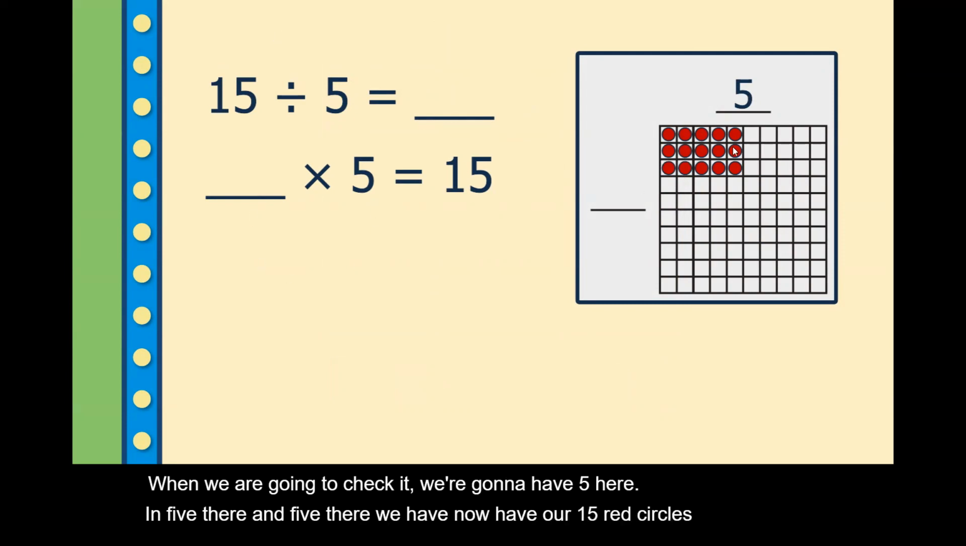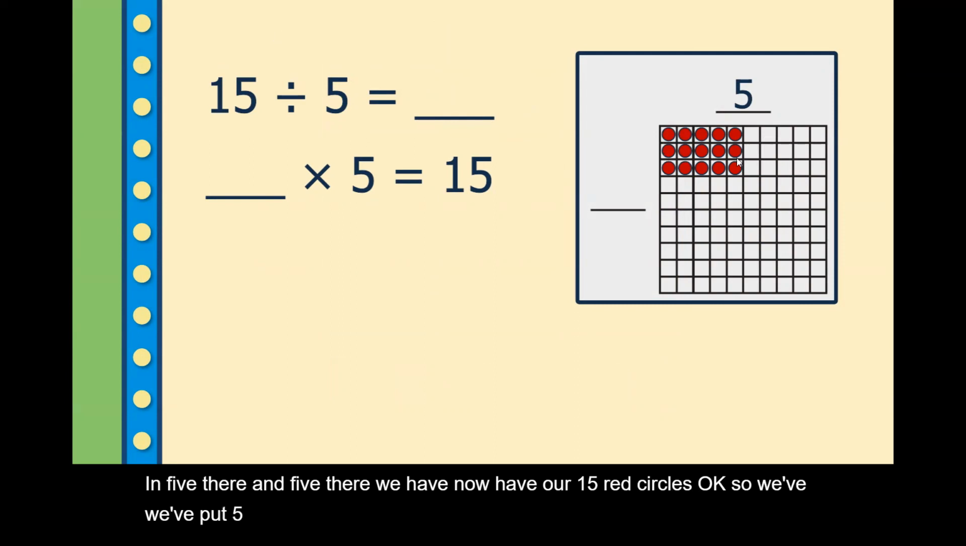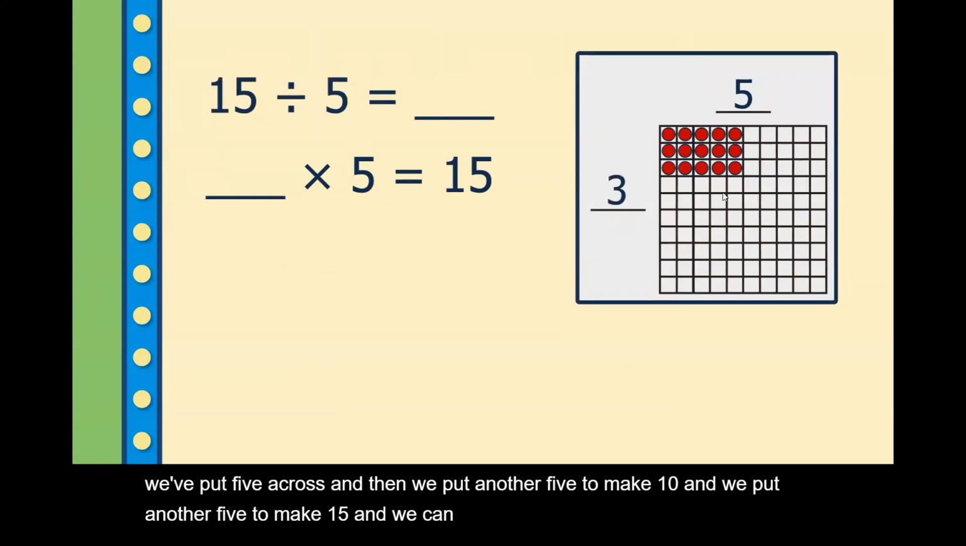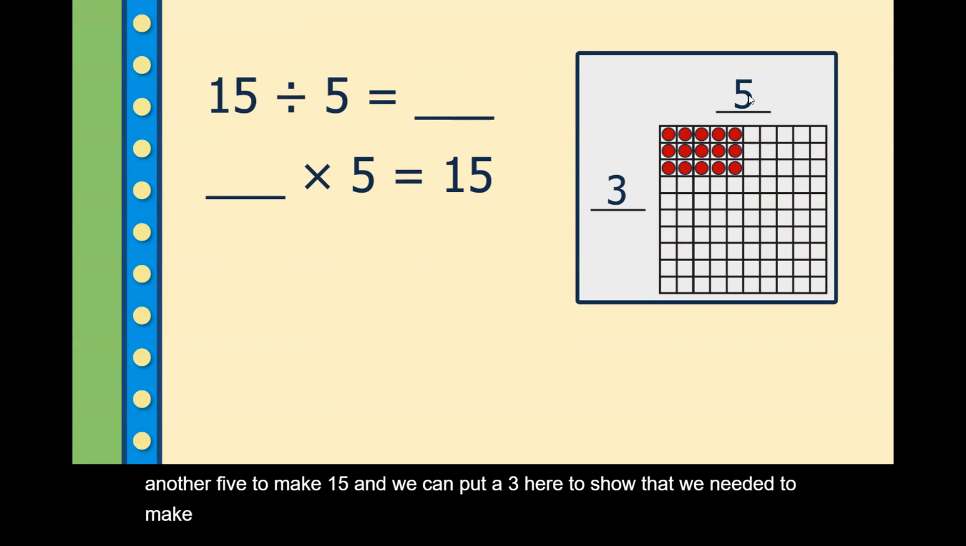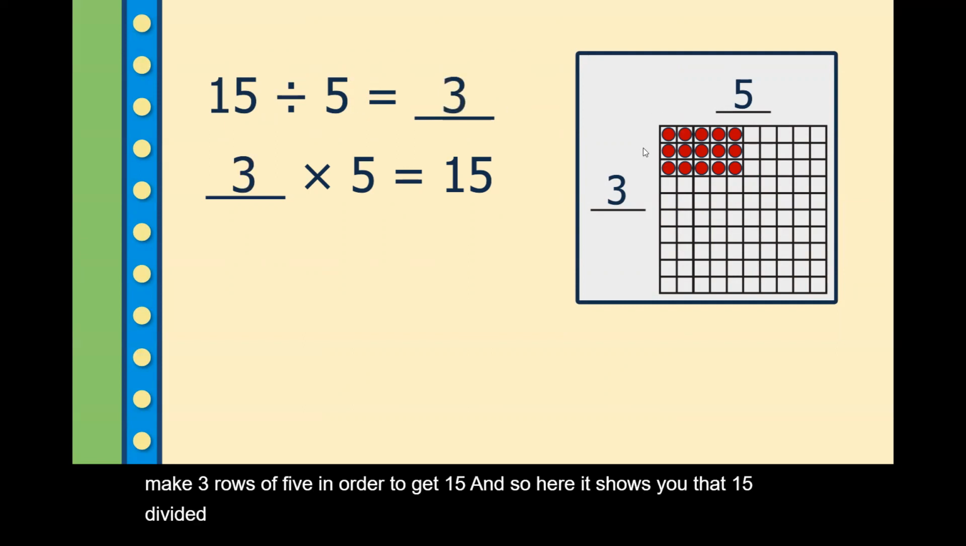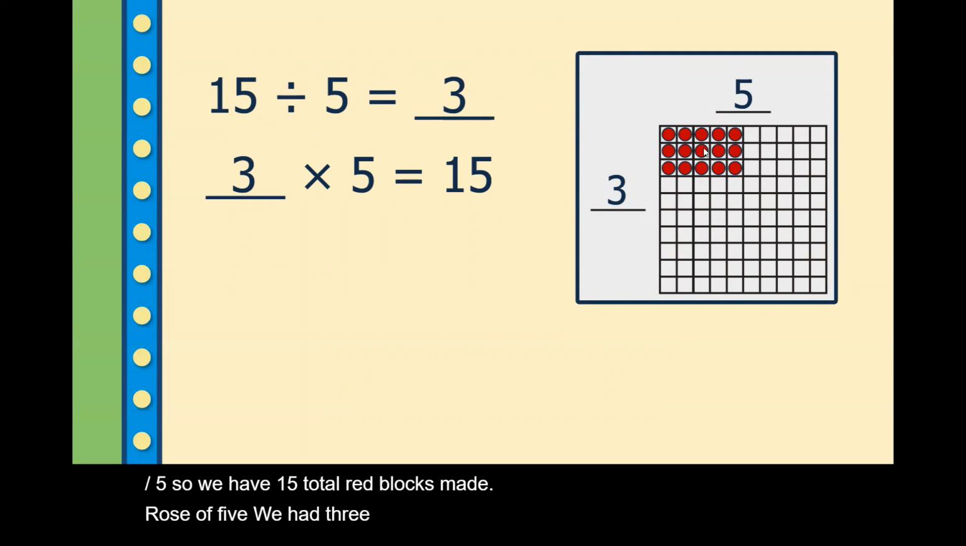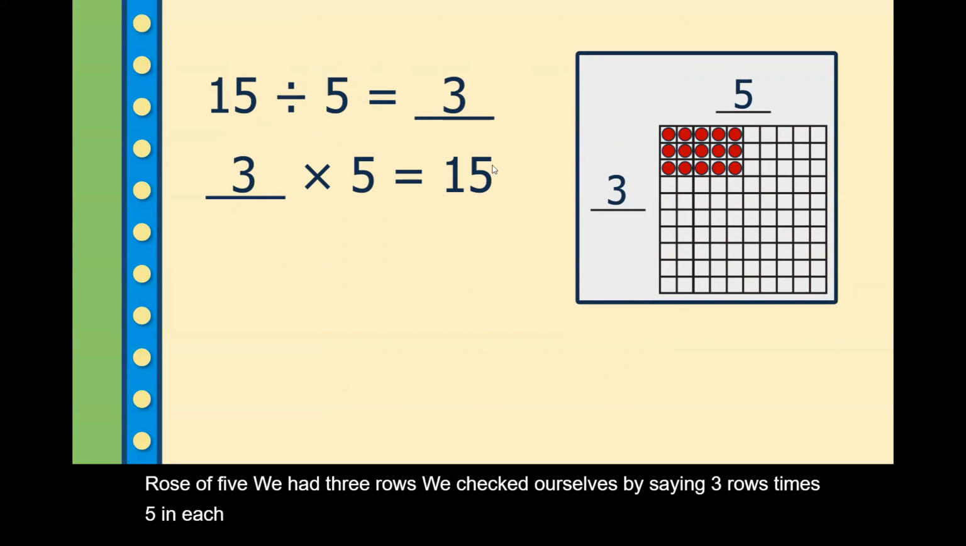So we've put 5 across, and then we put another 5 to make 10, and we put another 5 to make 15. And we can put a 3 here to show that we needed to make 3 rows of 5 in order to get 15. And so here it shows you that 15 divided by 5, so because we have 15 total red blocks, we made rows of 5, we had 3 rows. We checked ourselves by saying 3 rows times 5 in each row is 15.